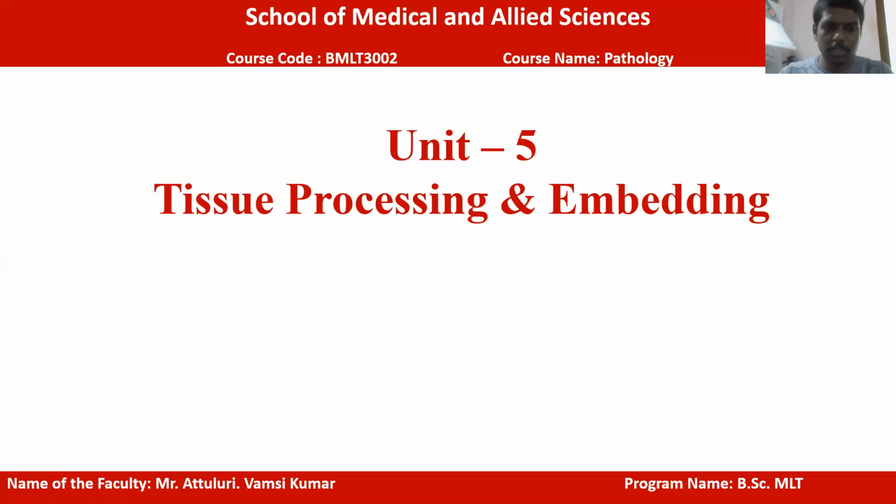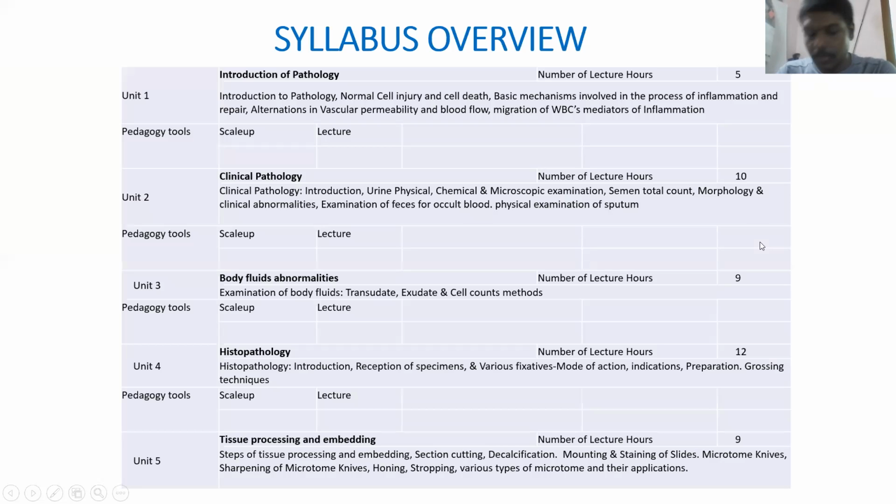So, good morning, students. So far we have been discussing histopathology. In your unit 5, it is all about tissue processing and embedding. If you see your unit 5 syllabus, if you see your overall syllabus, totally we have 5 units and one extra unit also, which is unit 6. Unit 6 is all about automation in histopathology. Unit 6 I will discuss in the next lecture.